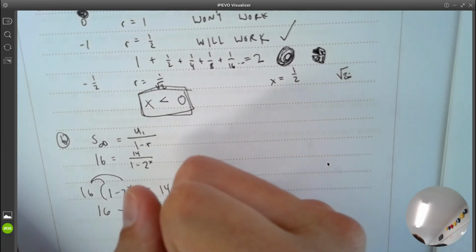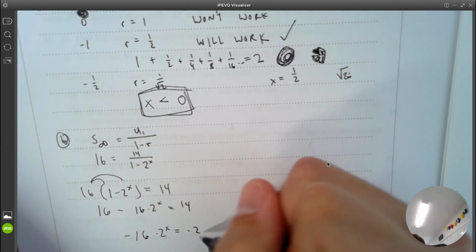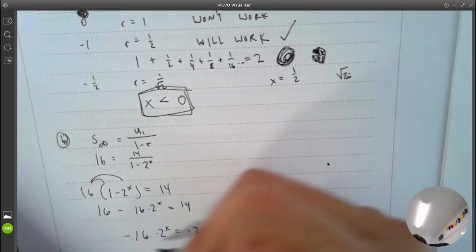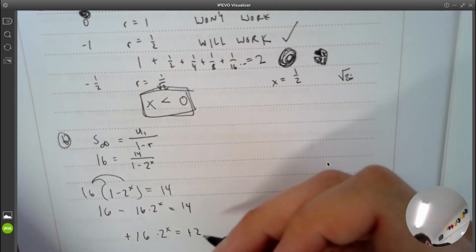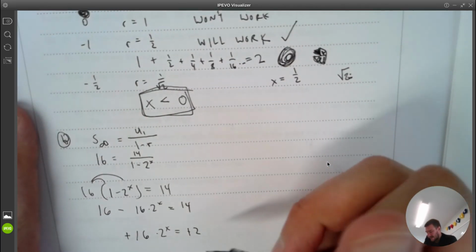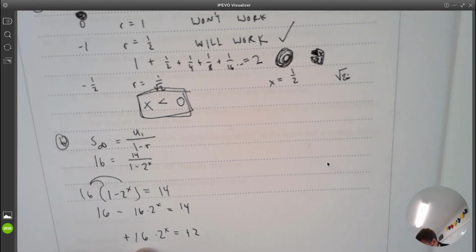Or, yeah, let's just do that. Negative 16 times 2 power x is equal to negative 2. I'd probably make both of these positive by multiplying by negative 1. Now, we have a little trick that we can do here.